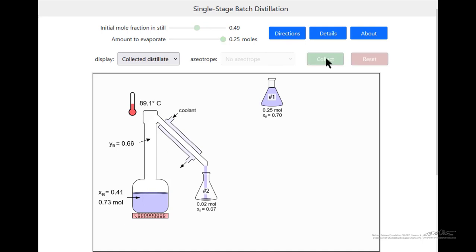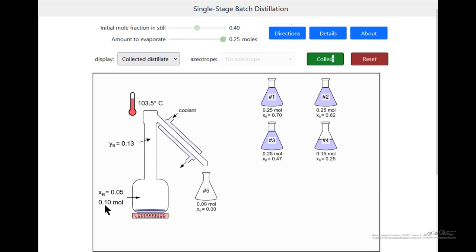We can collect another flask, and you'll notice the temperature is going up as we collect the flask, and the mole fraction of the more volatile component is going down as we deplete it in the still. The simulation is set to stop when we get to 0.01 moles in the still, or if we were to collect a small amount each time, when we get 8 flasks collected.